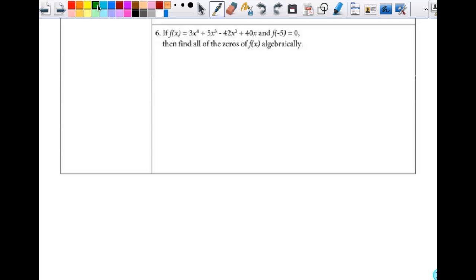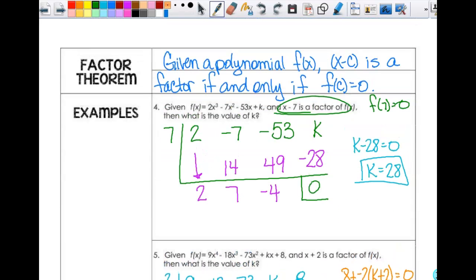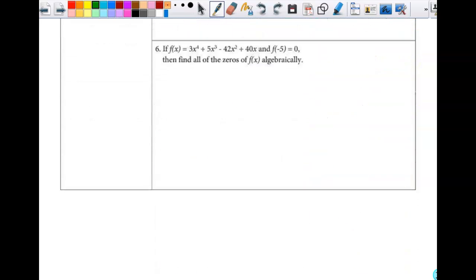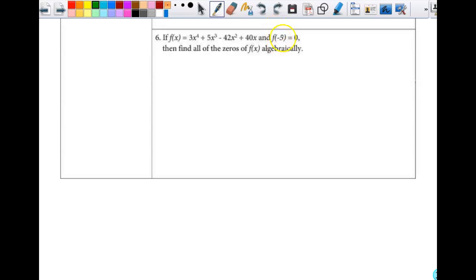If f of negative 5 equals 0, what does that tell me? X plus 5 is a factor. Very good. So if f of negative 5 equals 0, that means x is equal to negative 5, so x plus 5 equals 0, so x plus 5 is a factor. Okay? So that's one of my factors. If I want to figure out what I multiply that by to get this, I'm going to have to divide that into here. So we can do that with synthetic division.